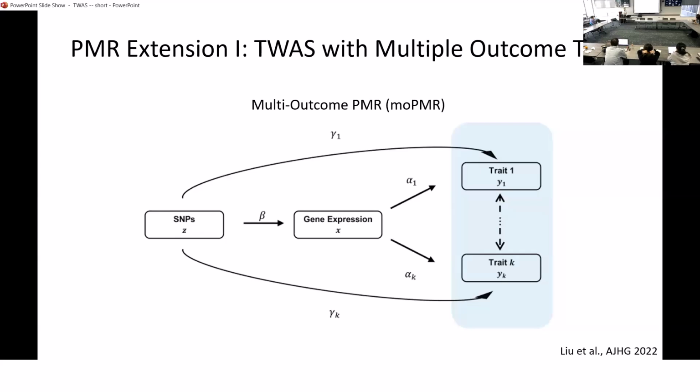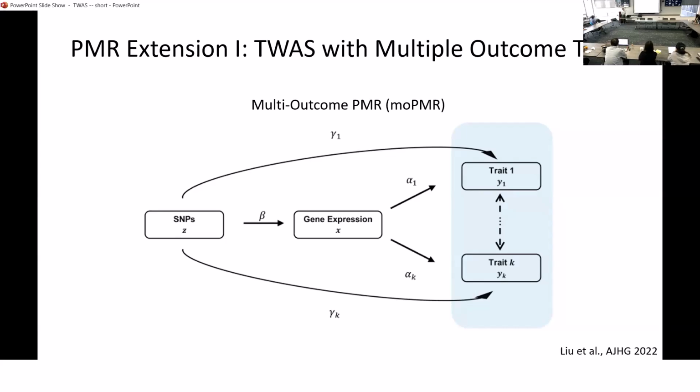So we built upon the PMR framework. We did a bunch of different extensions. The first extension we did was to extend the TWAS analysis towards modeling multiple outcome traits, and those multiple outcome traits are potentially correlated with each other. Specifically, this graph is very similar to our previous graph, except that instead of one trait, now you have k different correlated traits.